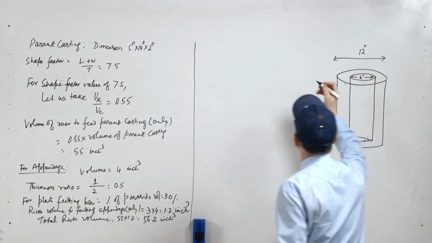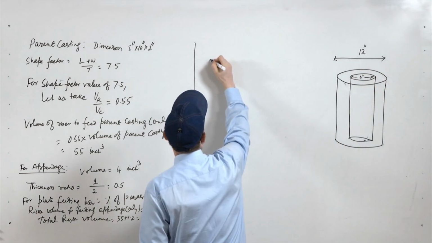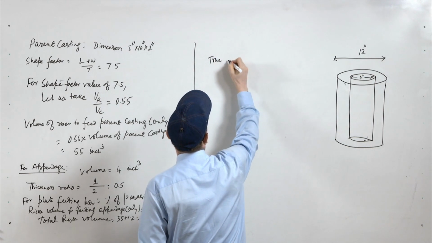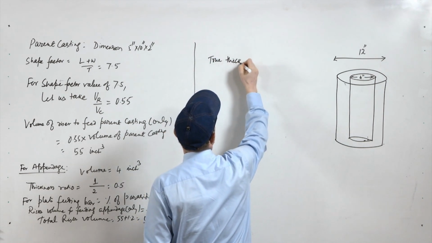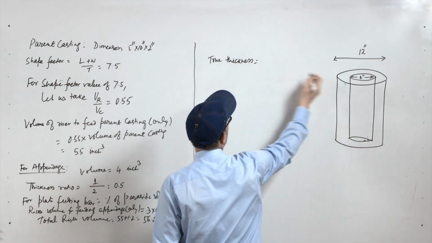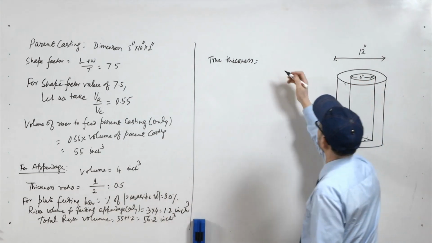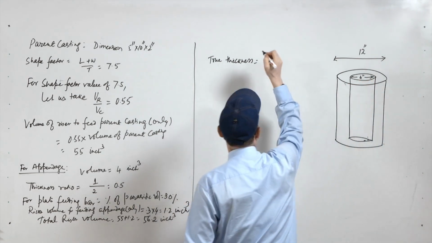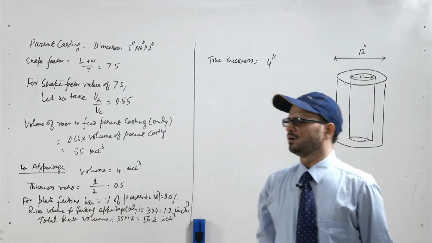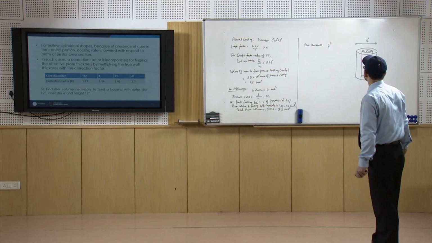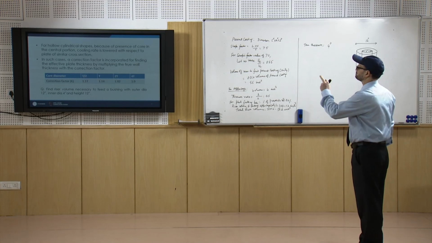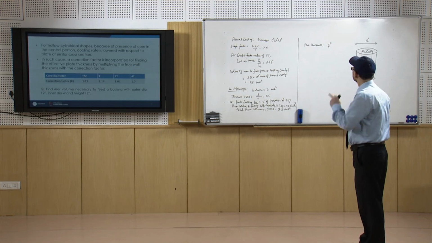So, the actual thickness, the true thickness, is 12 minus 4 upon 2. So, that will be your 4 inch. Now, you have to see what will be the effective thickness.